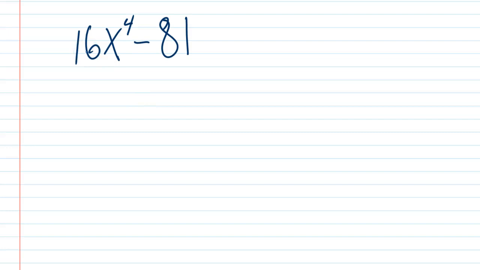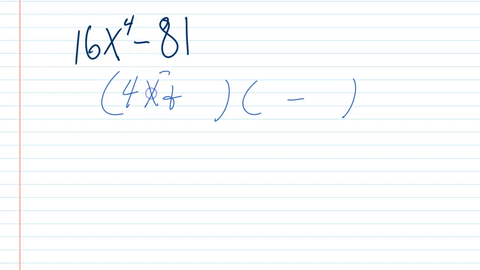Another difference of squares, we have 16 is a perfect square, 81 is a perfect square, x to the fourth, the exponent's even, which means it's a perfect square, and a difference or subtraction in the middle. Build our two houses, a plus and a minus. The square root of 16 is 4x squared, and 4x squared. Square root of 81 is 9.